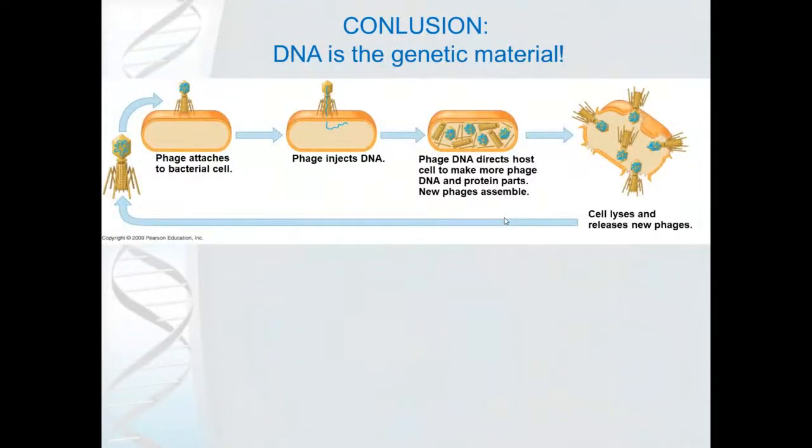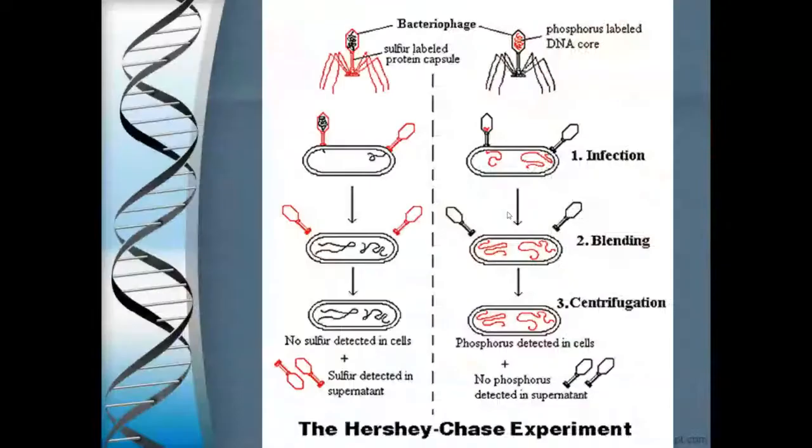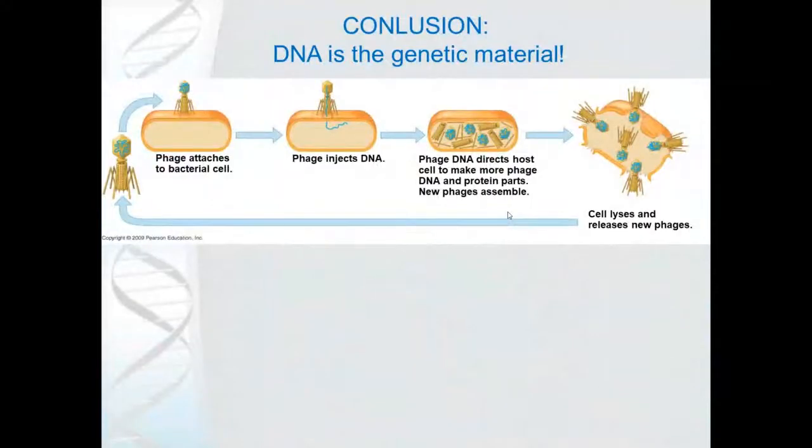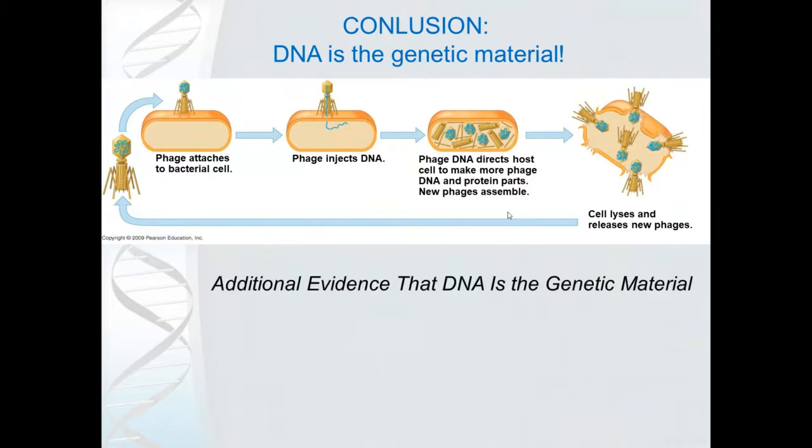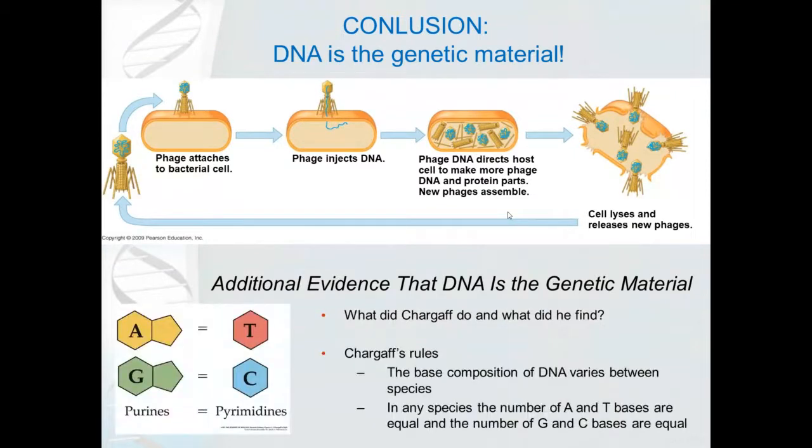So this really led to the conclusion that DNA was the genetic material. And what year was this? 1952. All right, so like my mom was born in 1952. So this wasn't that long ago. My mom's still alive, right? This wasn't that long ago. So this really was the icing on the cake. There were labs around doing other things, but this was the icing on the cake that DNA was the genetic material.